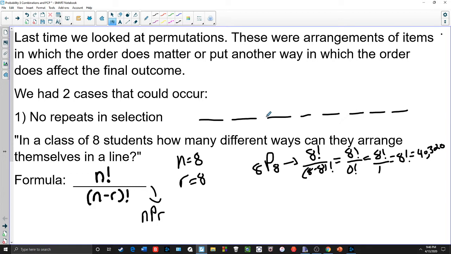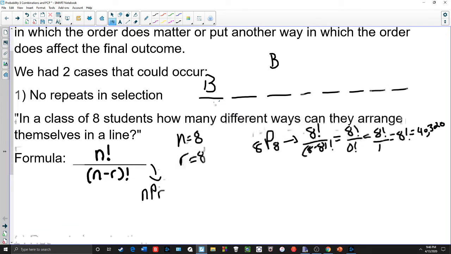Again, in this case, the order does matter, because if I put Billy first, that's going to be a different line than if I put, say, Billy second. So the order in which you put them does change the actual outcome. It makes a different, unique line compared to the others.